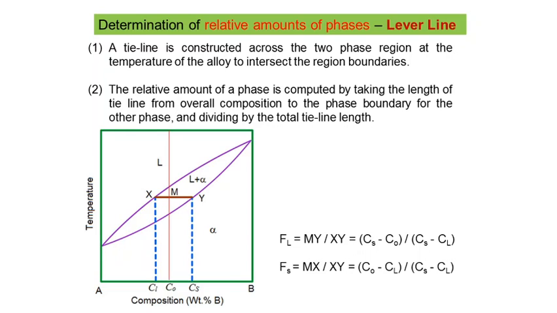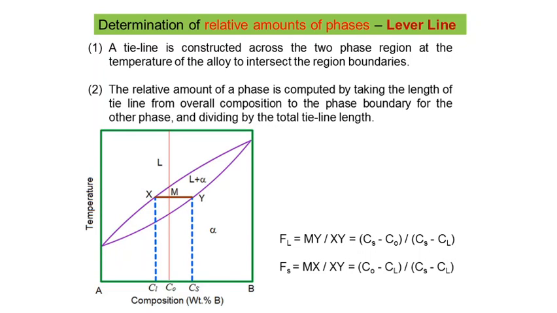Next we will be discussing, so now we know the composition of these phases. In the inner region we know the composition of the liquid phase and the composition of the solid phase at a particular temperature. Next what we need to find is how much contribution of solid phase there is and how much contribution of liquid phase there is at a particular temperature. That is represented by the relative amount of phases.